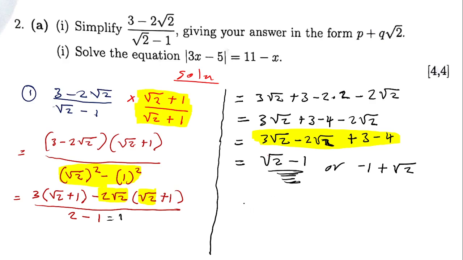3 square root 2 minus 2 square root 2, it's more like you have 3x minus 2x. So 3x minus 2x is the same as x. So that's how we arrived at the x. Then 3 minus 4 is simply negative 1. Is that okay, Taonga?